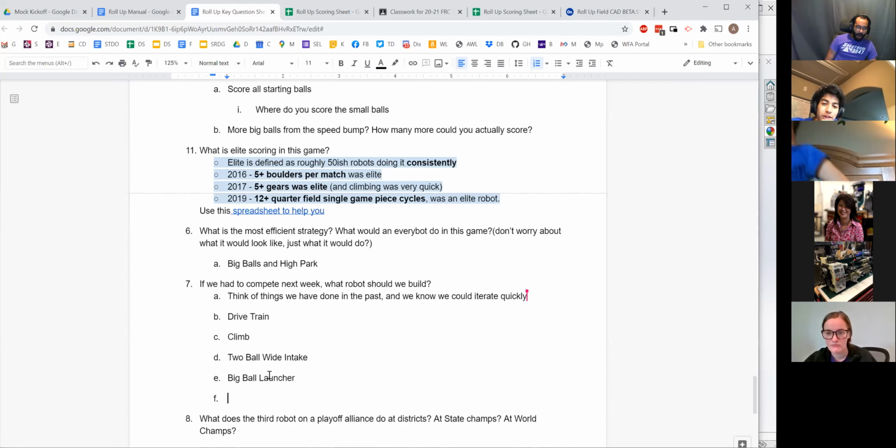Are they their own mechanism, potentially? There's one thing we haven't discussed yet. There were teams in 2017 that had very specific small ball mechanisms that all they did was score balls in auto. They just started with those 10. They had no way to intake balls, but they could score those 10 balls.